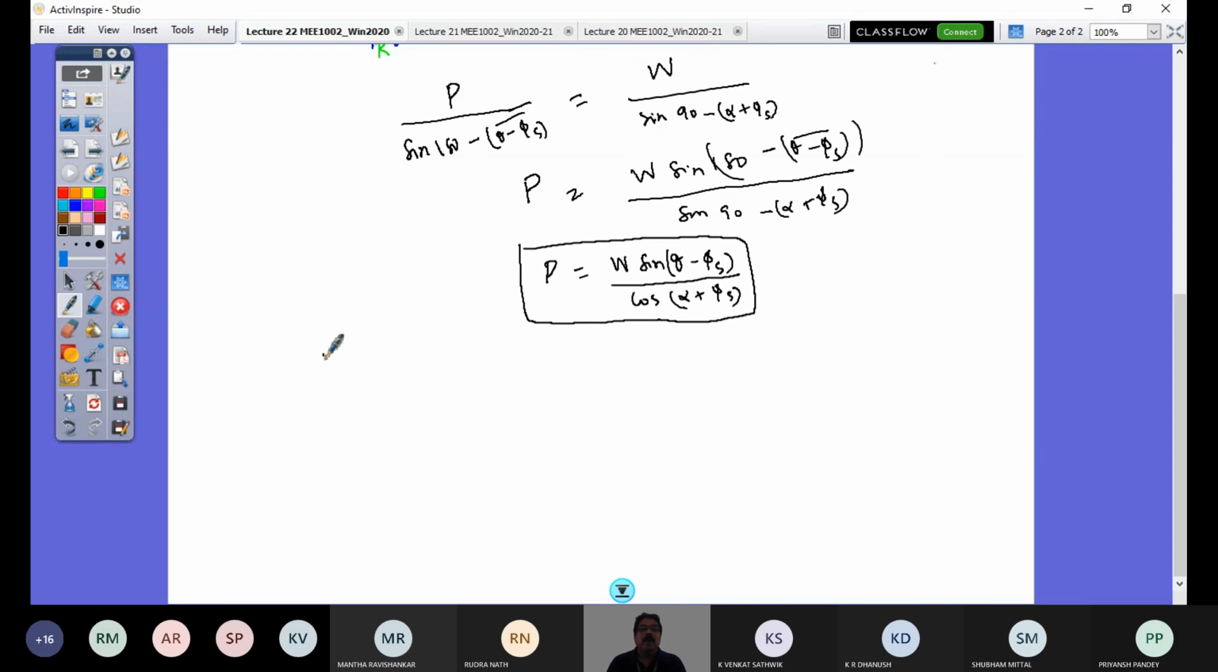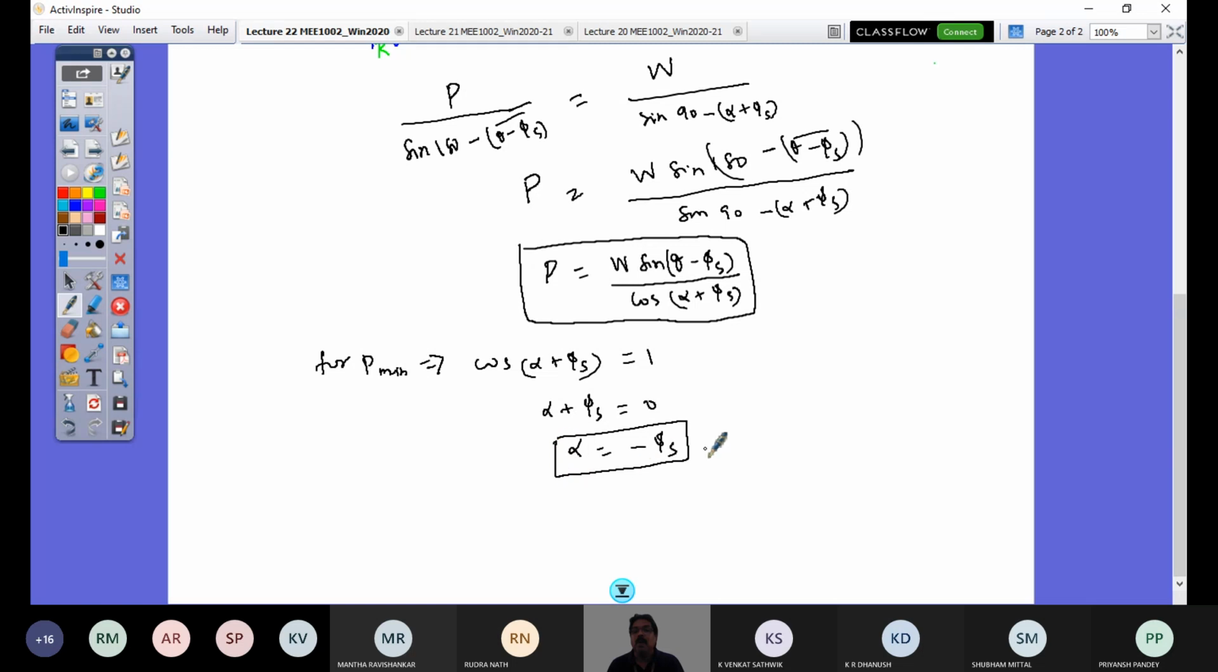Case 1: for P to be P minimum. For P minimum, what should I have in this ratio? The denominator should be maximum, right? For P to be minimum, cos (alpha plus phi s) should be equal to 1. Maximum value of cos of angle is 1. If that is so, alpha plus phi s should be equal to 0. So alpha should be minus phi s. So this is the condition. Right?